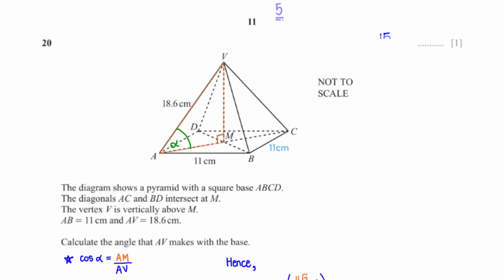The diagram shows a pyramid with a square base ABCD. The diagonals AC and BD intersect at M. The vertex V is vertically above M. AB is 11 centimeters and AV is 18.6 centimeters. Calculate the angle that AV makes with the base. On the diagram, we have indicated this angle and labeled it as alpha.